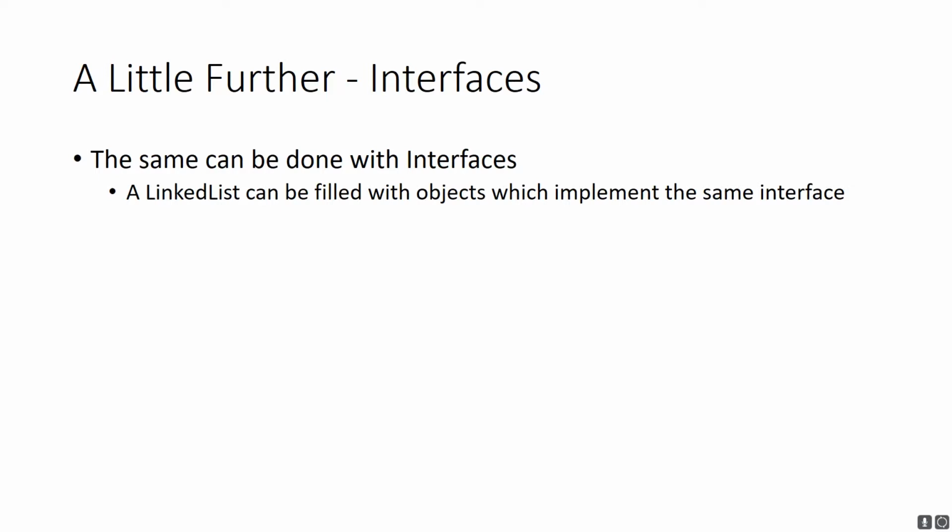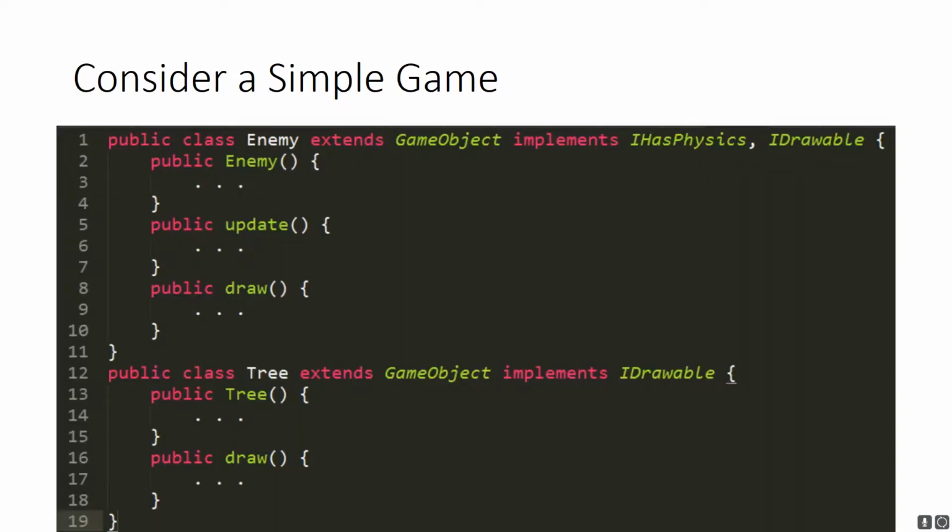This one might not be surprising to you, but the same can be done with interfaces. So if we have objects which implement the same interface, we can create a linked list which holds objects of that interface. Let's have a quick look at an example of that. This is for some fake game which doesn't exist, of course, it's missing a lot of code. But let's pretend that we have our enemy class, okay? Now, everything that exists in our game extends the game object base class. So everything is in that tree, right?